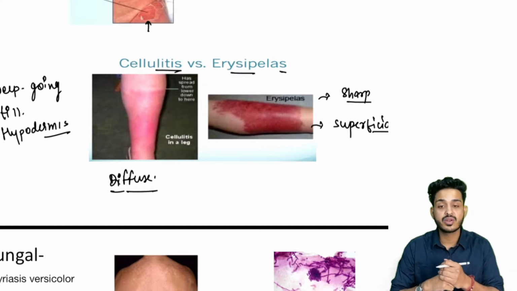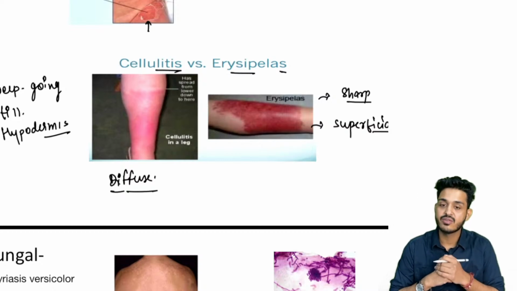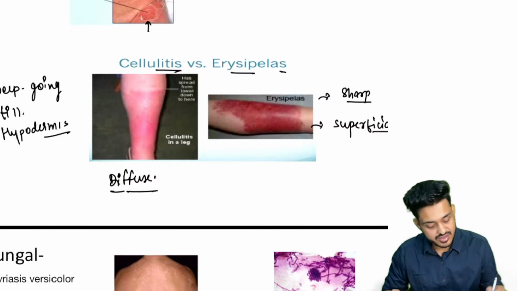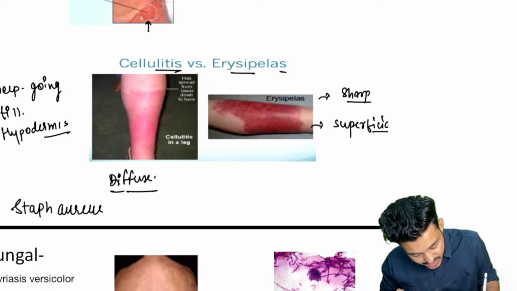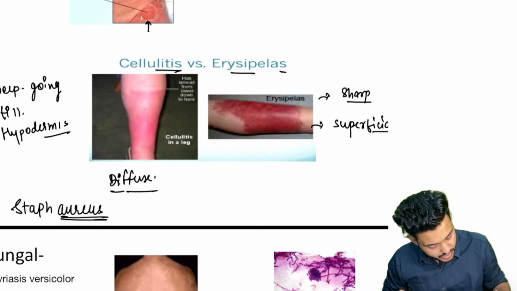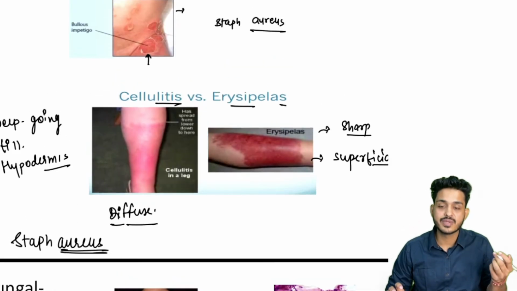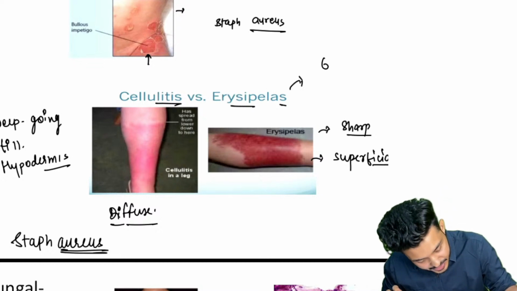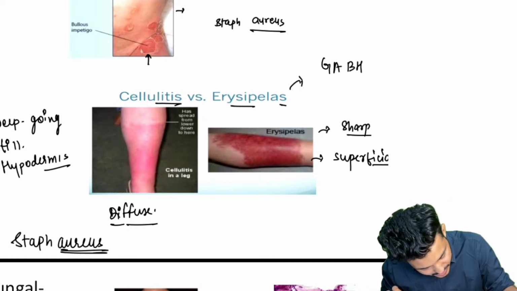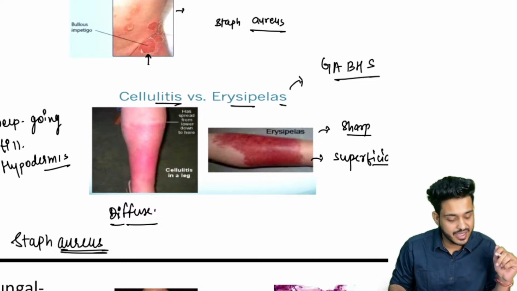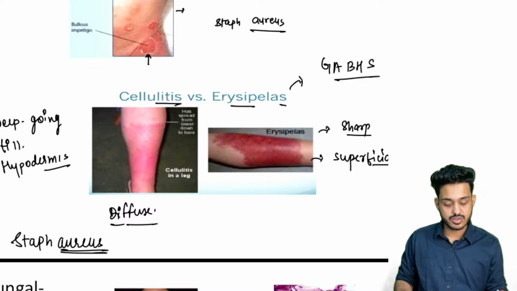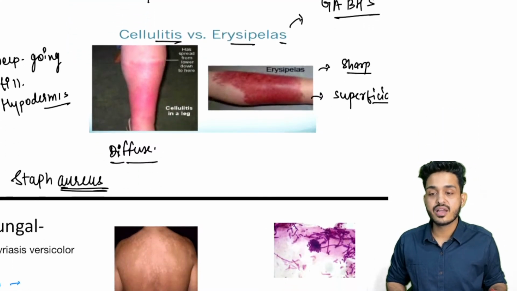What is the most common cause of cellulitis? Tell me. The answer would be Staph aureus. The most common cause of cellulitis would be staph. While erysipelas is caused by group A beta hemolytic streptococci. So this is the difference between cellulitis and erysipelas.